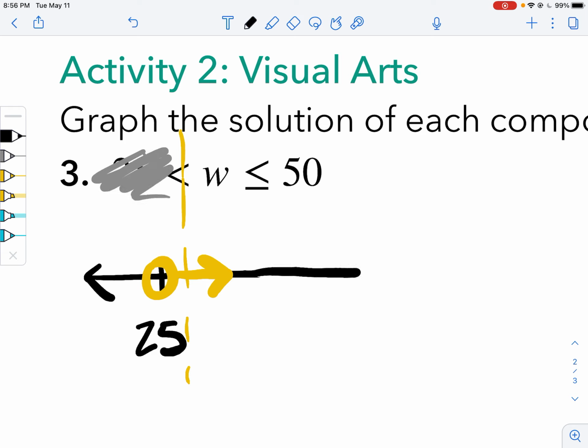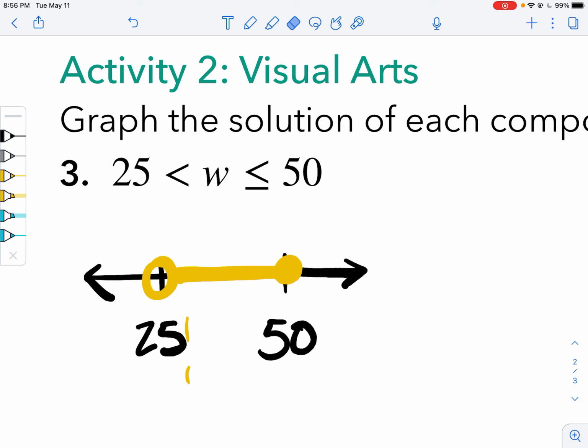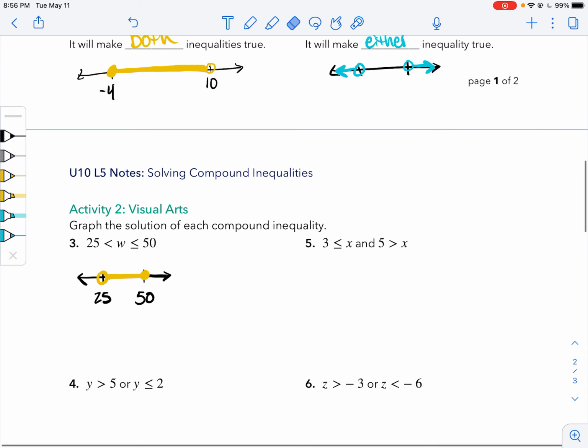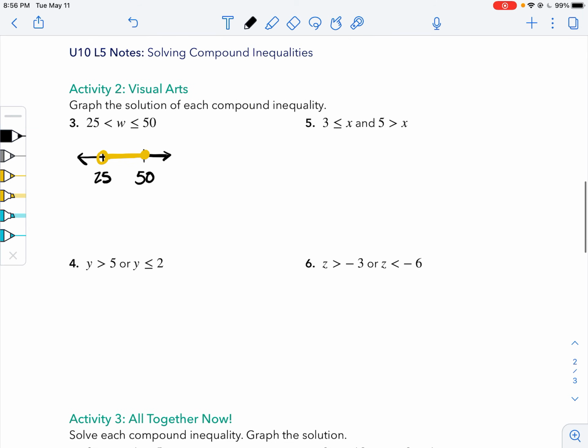So we'll make a number line over here. We'll put a 50 on it. But w is less than or equal to 50, so we're going to put a solid circle on 50, and we're going to go that way. Oh, and look, we've got this amazing overlap space. So we'll shade in the overlap area. Cool, cool. I'm going to just skip these because you don't need more examples. We'll do examples together in class.